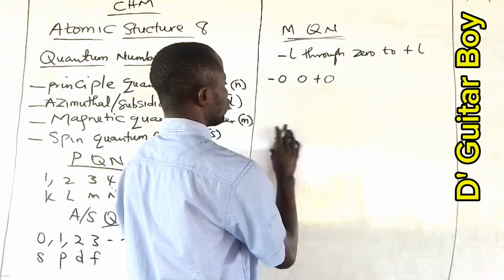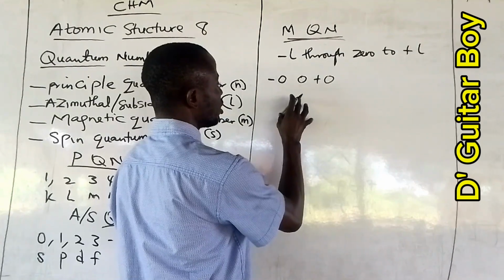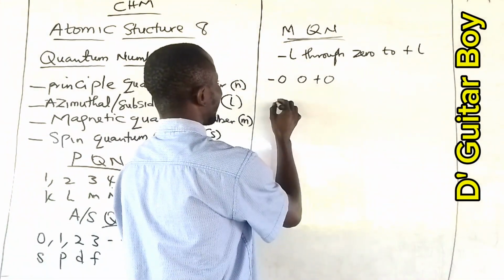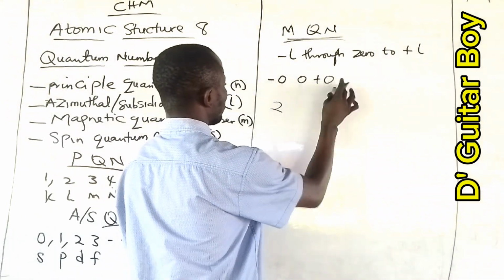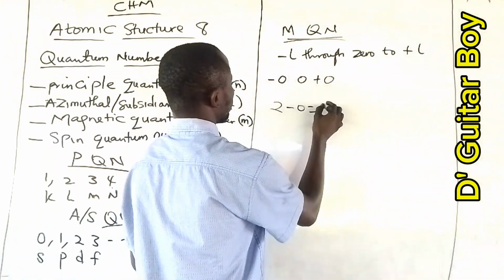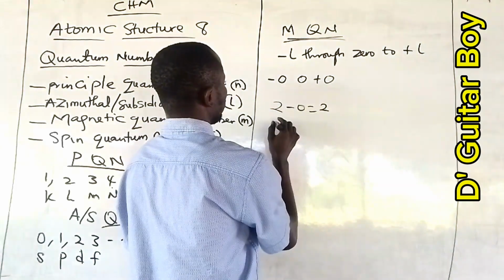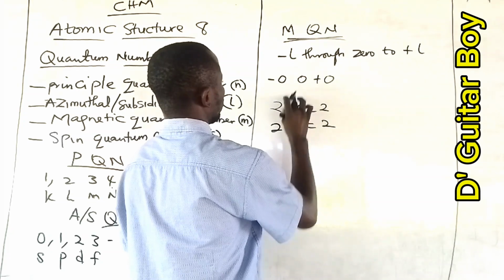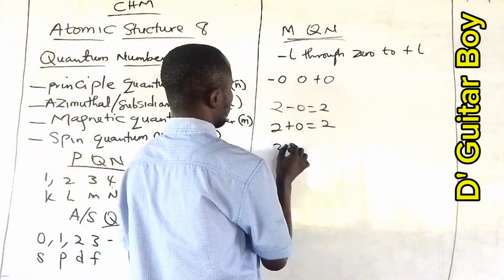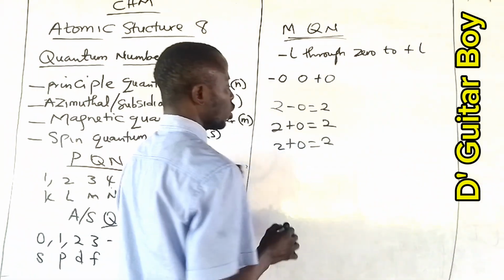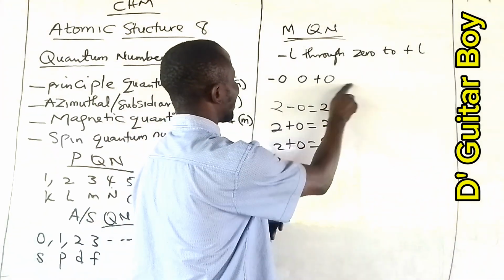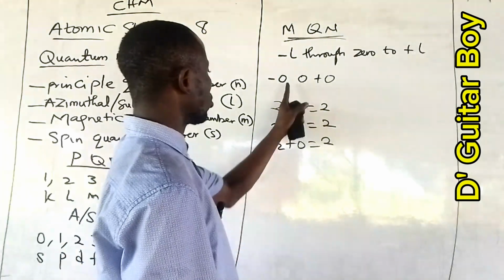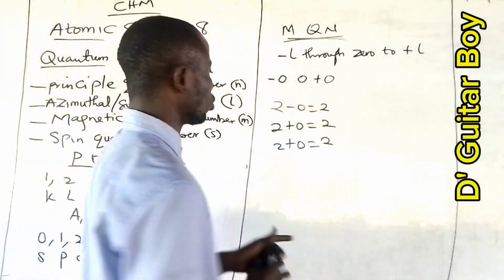Let's use a check to prove that all these values are 0. Let's add 2 to all of them. 2 minus 0 is equal to 2. 2 plus 0 is equal to 2. You see that all the numbers here are the same. That's why they gave you the same answer when you add them to 2. So they are all the same.